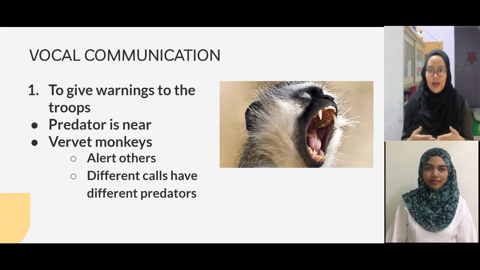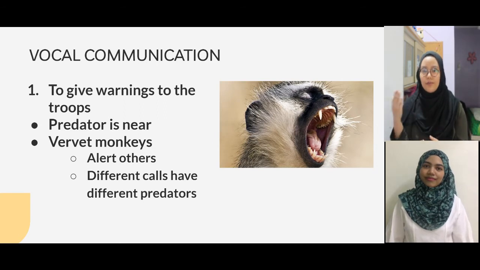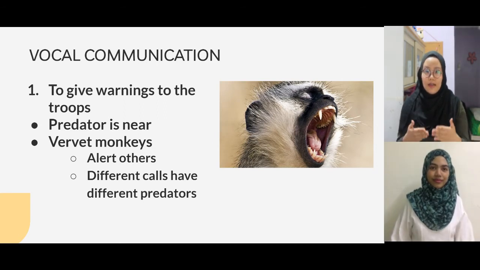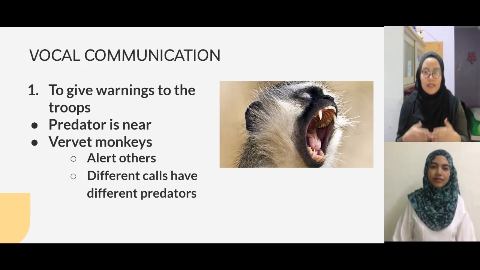For instance, whenever a predator is near, vervet monkeys will alert other monkeys to save themselves. Did you know that vervet monkeys have different calls to indicate different predators? The usual predators for the vervet monkeys are eagles, leopards, pythons, and baboons. They have approximately 30 different calls.